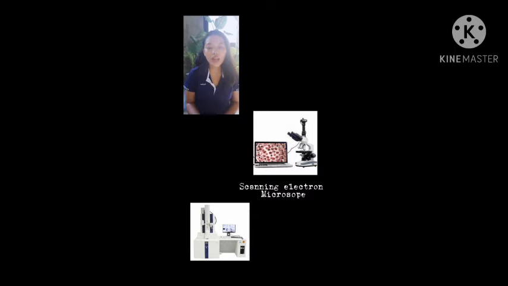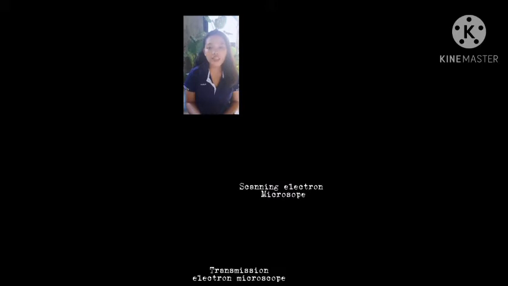The invention of the microscope led us to the discovery of microorganisms. Today, we are using advanced microscopes such as the scanning electron microscope and the transmission electron microscope. They allow us to view microorganisms in a very detailed way.